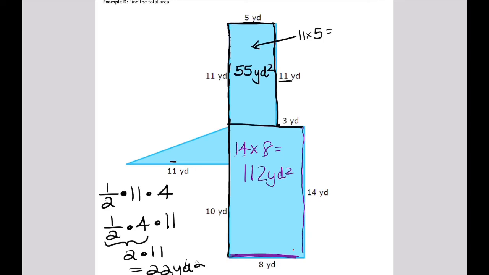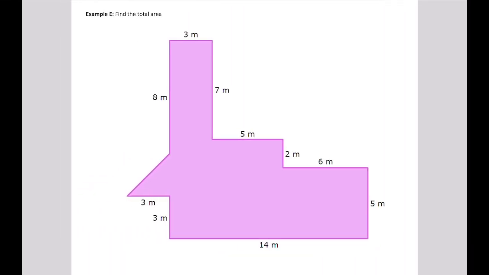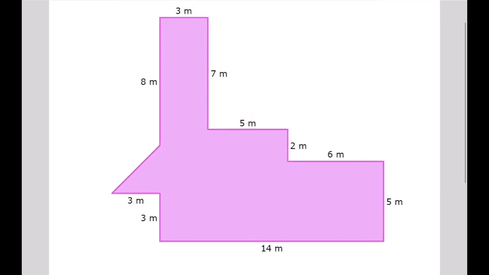So now we have all the necessary parts. We know that that's 22. So I'm going to put it all together. We have 112 plus 55 plus 22. Add up all those areas and you got it. 2 plus 5 plus 2 is 9. 1 plus 5 is 6. 6 plus 2 is 8. And I got 189 square yards.